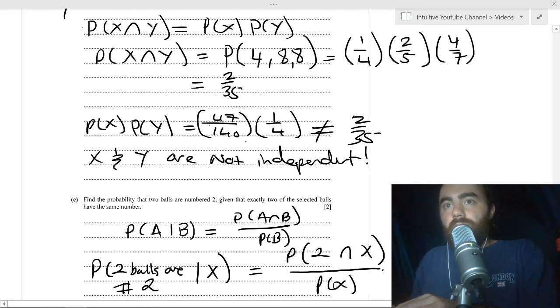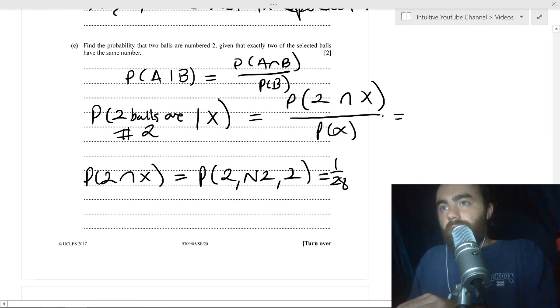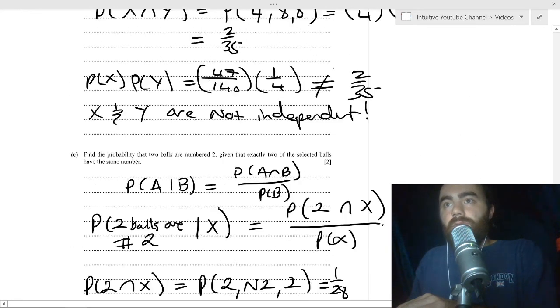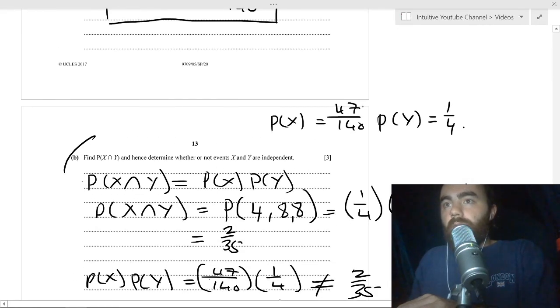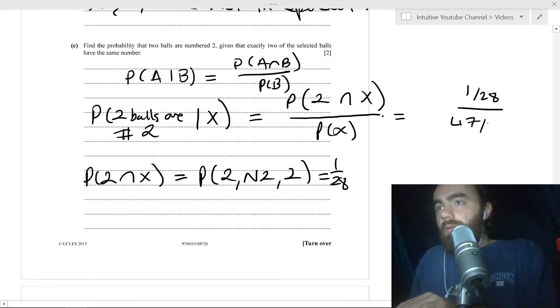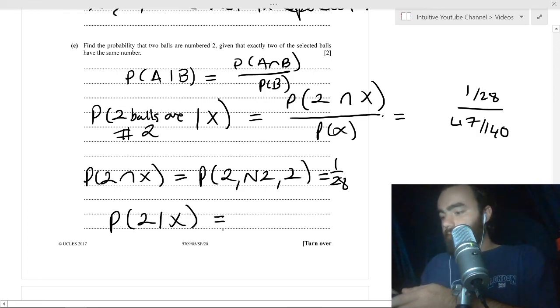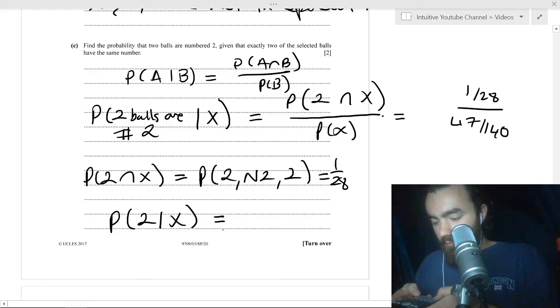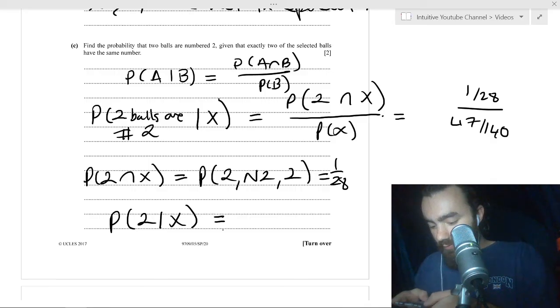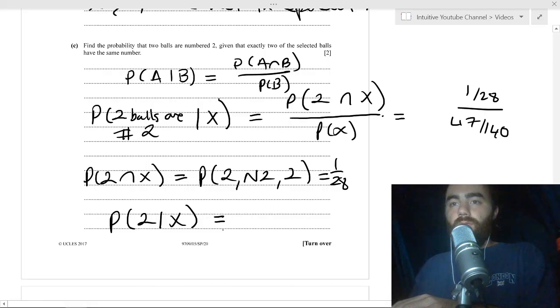And this is 47, so this would be 1 over 28 of P of X, which was 47 over 140. And if you work that out, you get the probability of 2 given X equals 1 divided by 28 divided by 47 over 140. And so the answer is 5 over 47.